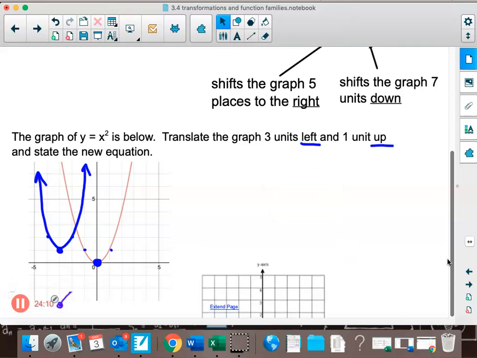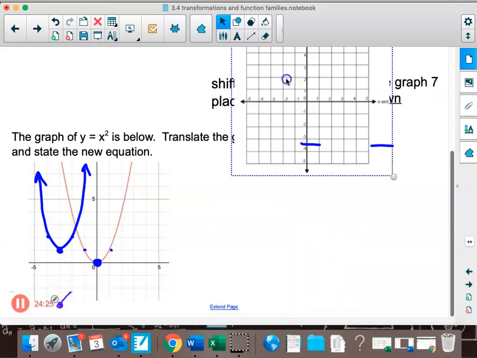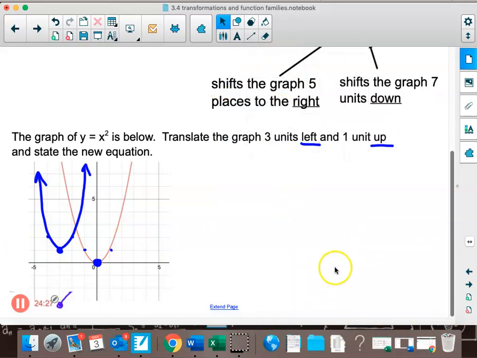So, question, get this. I lost control of the board. Where's my mouse? Whoa, whoa. All right, there we go. I don't know what this is doing either.